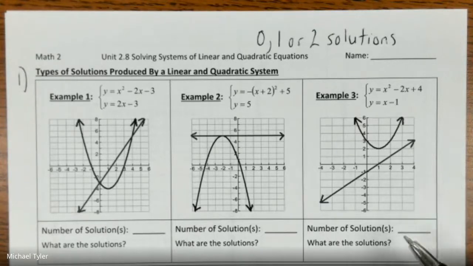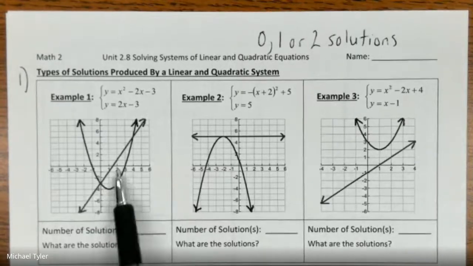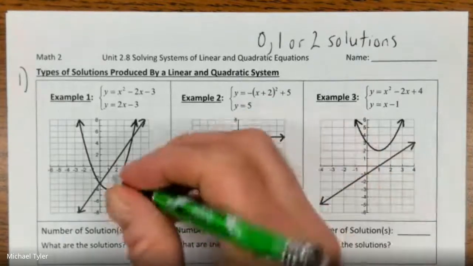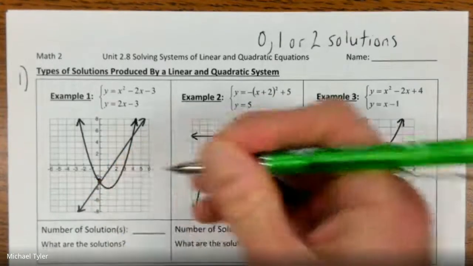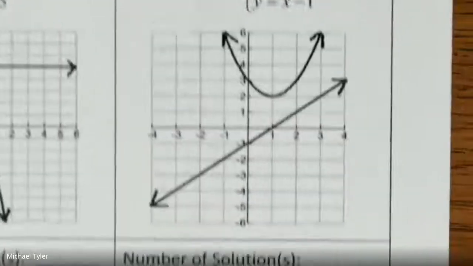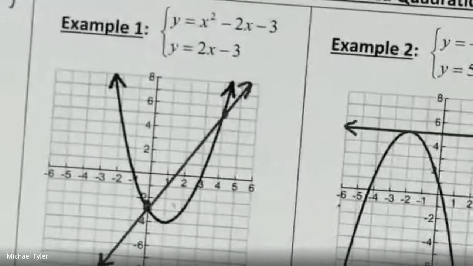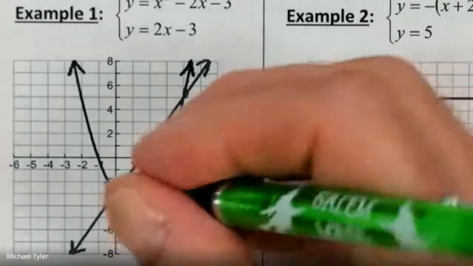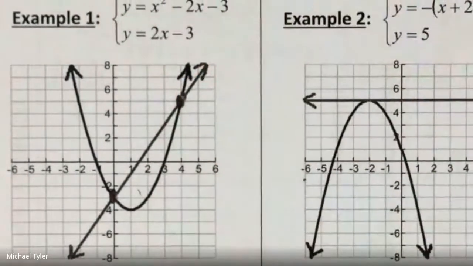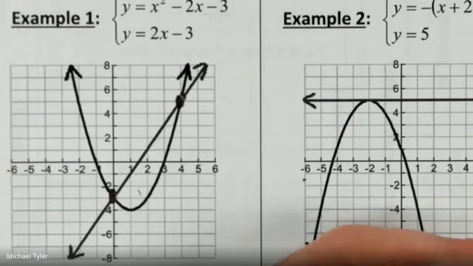All right, so the first one here would probably be the most common problem. If you notice, they cross here and there. What I want to do is zoom in real good here, because we have to pick the solutions. There we go. So we have to pick this point and that point, right? That means they cross each other two times. So we're going to have two solutions.